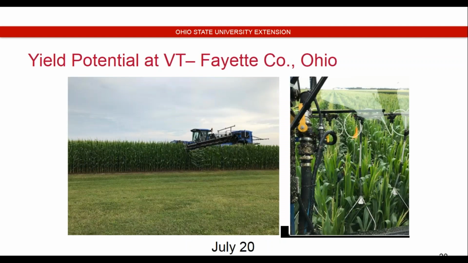So here are just some quick pictures. July 20th was the day that we made that application. We used the NutriBoss system to go through, and you can tell in the picture on the right that even though that crop had only received 100 pounds of nitrogen up until that point, it was still looking pretty healthy, no deficiency symptoms.